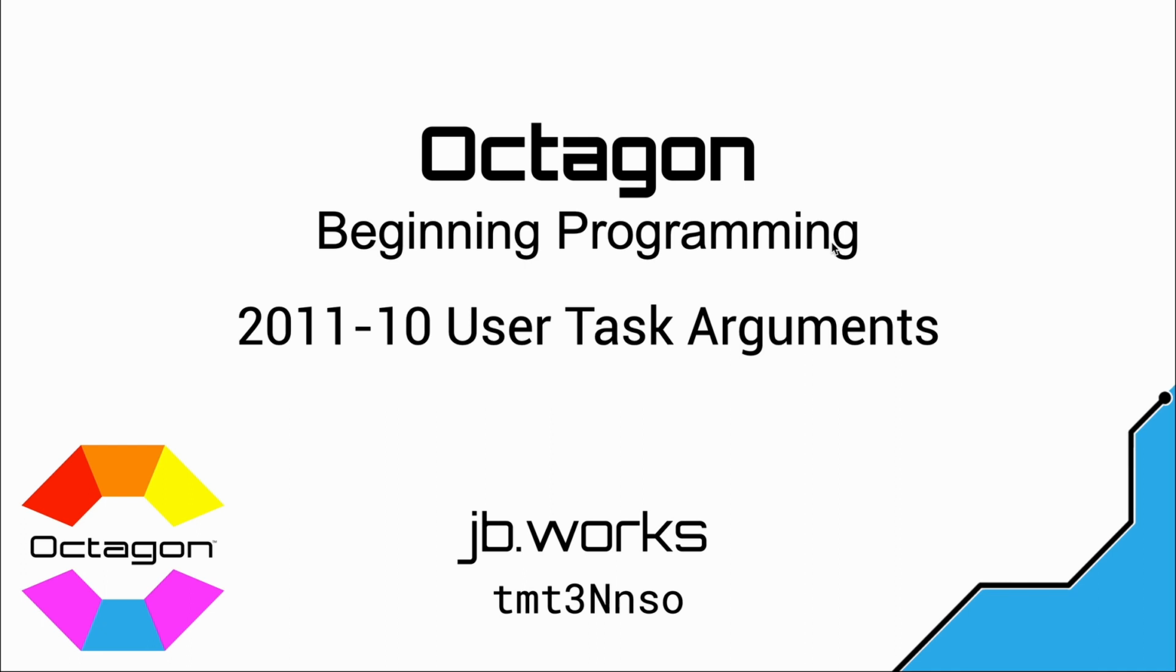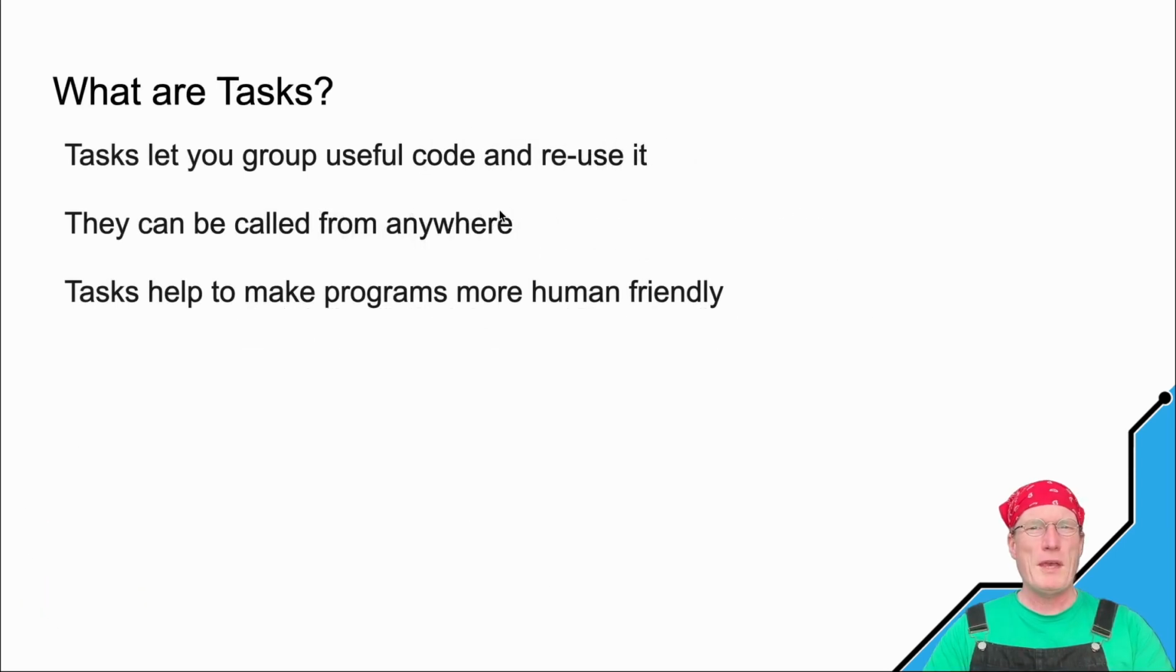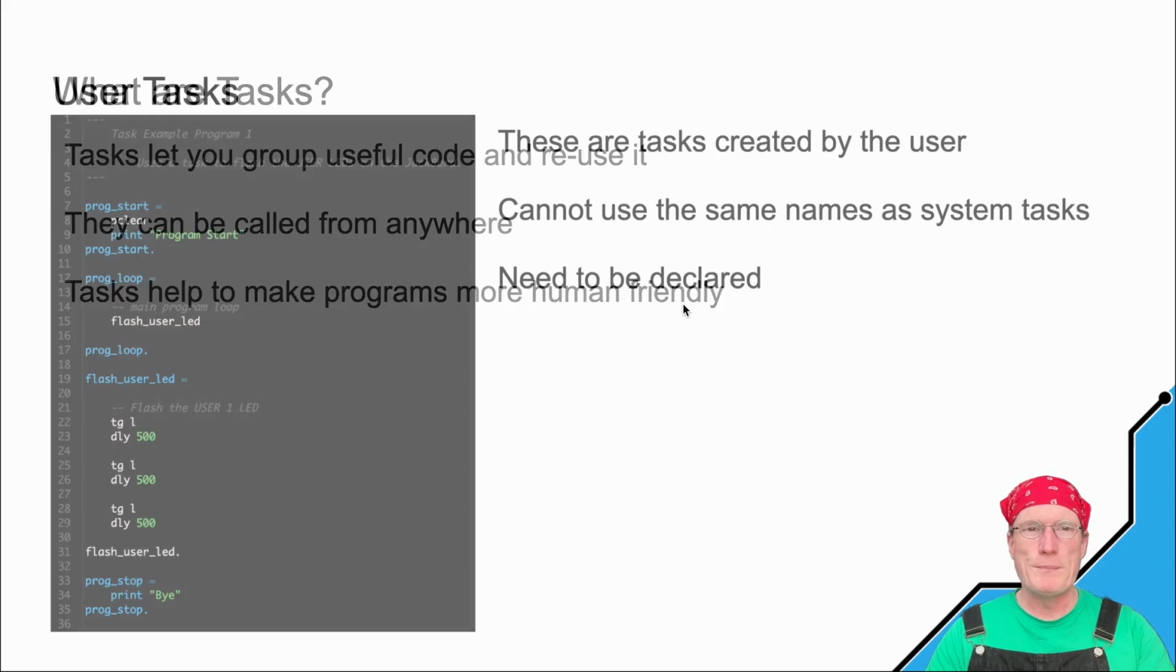Right, before we carry on, we'll just quickly recap what tasks are. Tasks let you group useful code together and then you can reuse it by simply calling the task. And they can be called from anywhere in a program. Tasks also help to make programs more human-friendly because it makes them easier to understand, which is important.